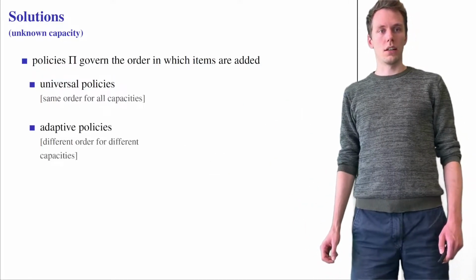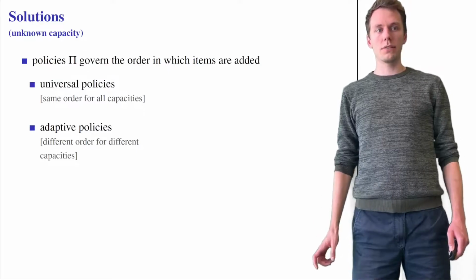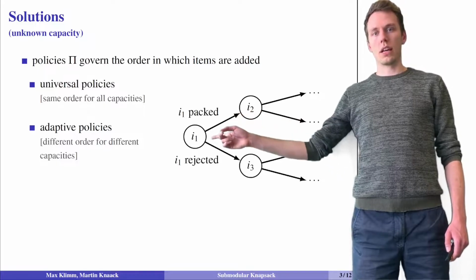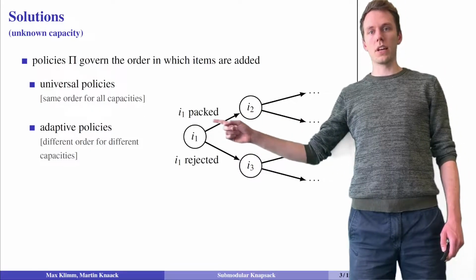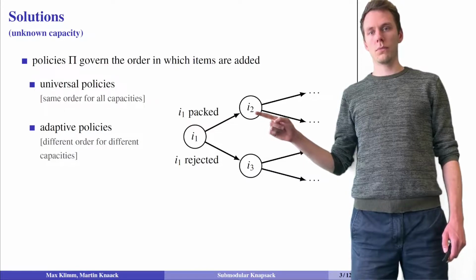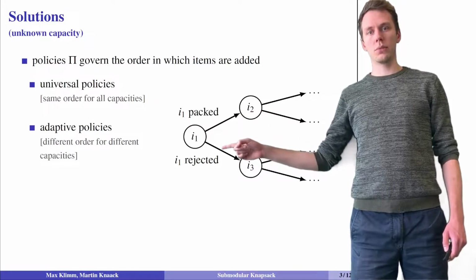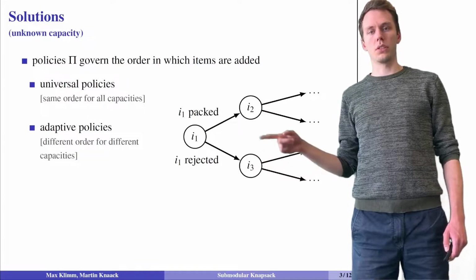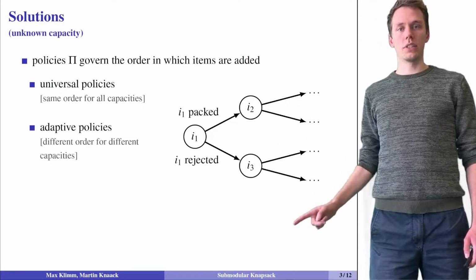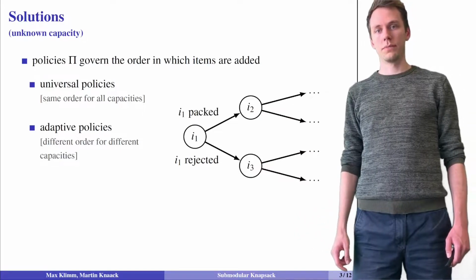Other policies are adaptive policies. Here we can have different orders for different capacities. This can look like this. We start with an item I1, and if the item is packed, then we continue with an item I2. And if the item I1 is rejected, we would continue with another item I3. So we don't have to continue with the same item. And this looks like a binary decision tree we have for adaptive policies.